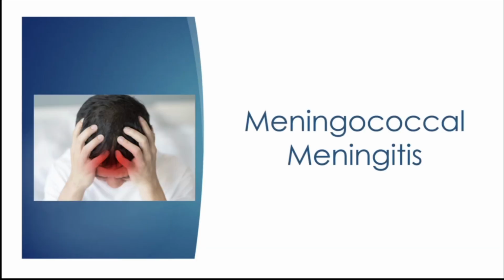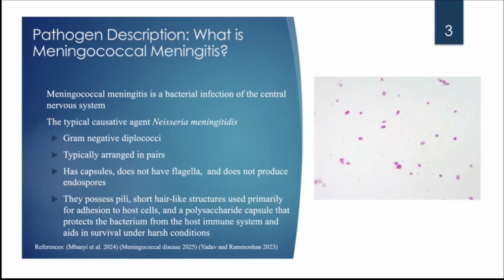Meningococcal meningitis. We're going to describe what meningococcal meningitis is. It is a bacterial infection of the central nervous system, CNS, which comprises the brain and spinal cord. It's caused by the agent Neisseria meningitidis. It is a gram-negative diplococci arranged in pairs. It has capsules.